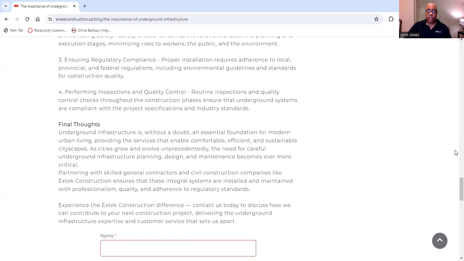And the overall summary: infrastructure is without a doubt an essential foundation for modern urban living, providing the services that enable comfort, efficient, and sustainable cityscapes. So as cities grow and evolve unprecedentedly, the need for careful underground infrastructure planning, design, and maintenance becomes ever more critical. So partnering with skilled contractors and civil construction companies such as X-Tech Construction ensures that these integral systems are installed and maintained with professionalism, quality, and adherence to regulatory standards.